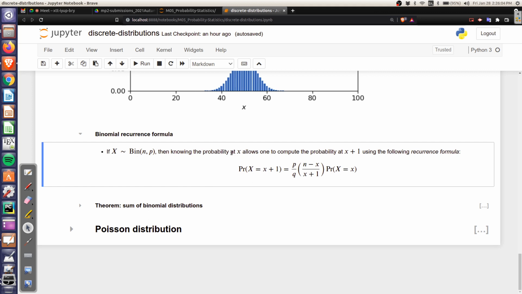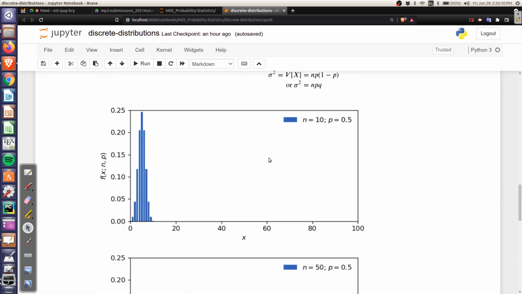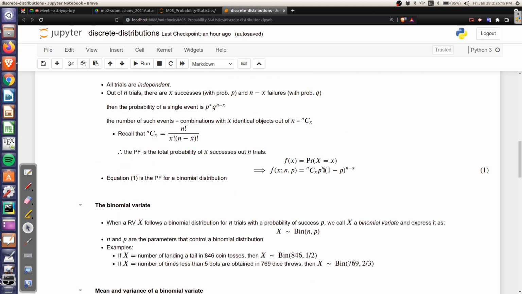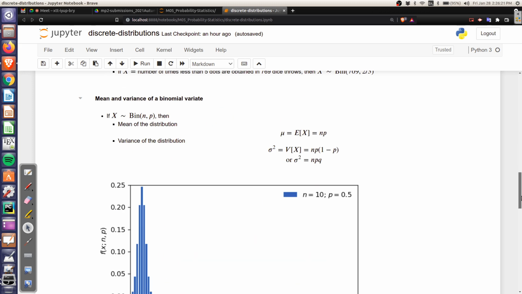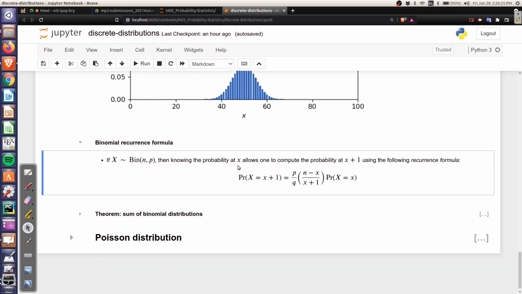That is, if you know the probability at some value of x, you don't have to apply the same formula again and again. This formula for finding the binomial distribution, nCx p to the power x (1 minus p) to the power n minus x, you don't have to keep on repeating. If you know the value of the distribution at any one x, then you can find out what is the value at x plus 1.